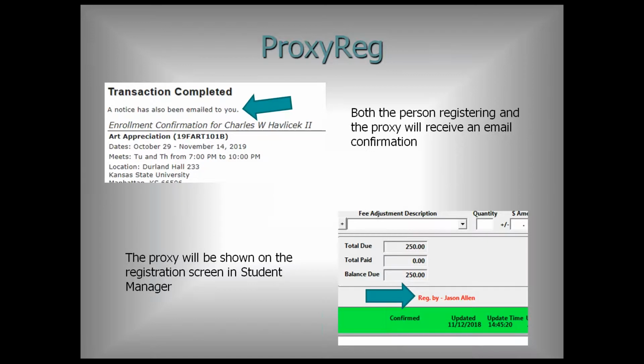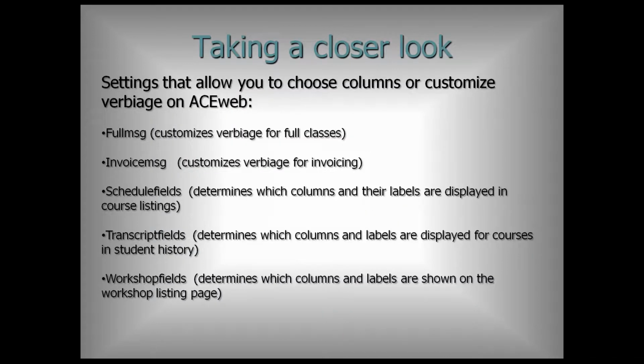All right. So our next section of INI settings that we're going to look at are the ones that allow you to either change or choose columns that show up in the different tables on ACEweb, or the ones that allow you to customize the verbiage or text.